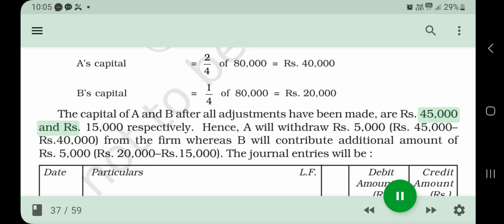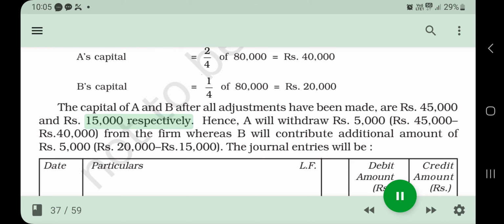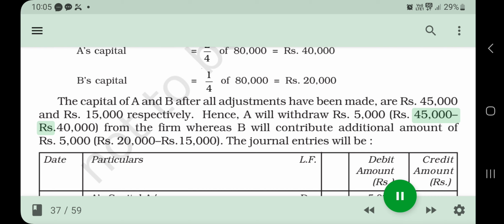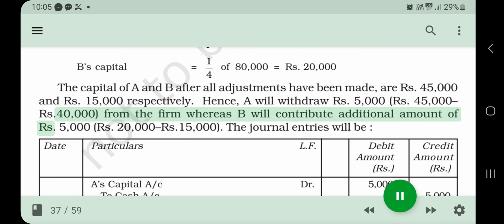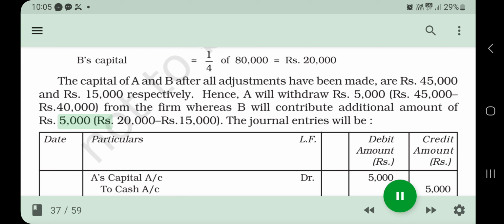45,000 and Rs. 15,000 respectively. Hence, A will withdraw Rs. 5,000, that is Rs. 45,000 less Rs. 40,000 from the firm, whereas B will contribute an additional amount of Rs. 5,000, that is Rs. 20,000 less Rs. 15,000.